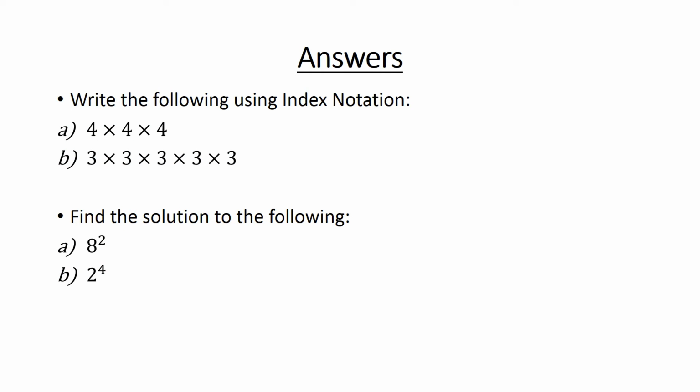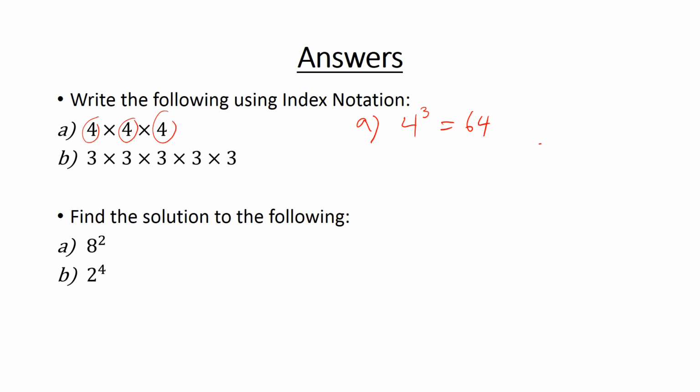And so here's the first answer slide. Let's see how you went. So for the first one, for A, we've got 4 times 4 times 4. So we've in fact got 4 to the power of 3. Now you don't have to actually write that as a number. If you were going to write it as a number, you would have got 64.